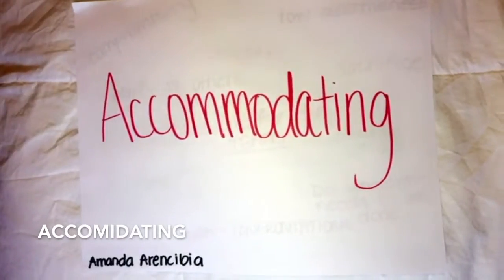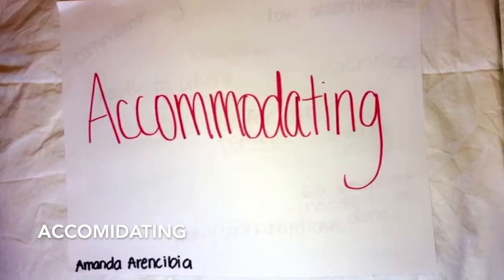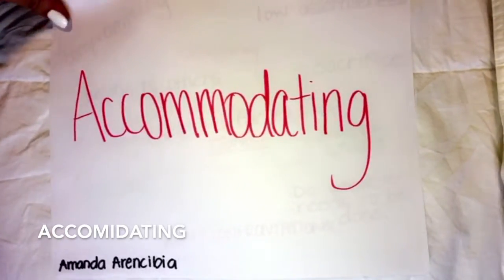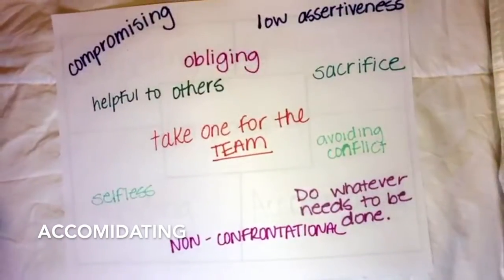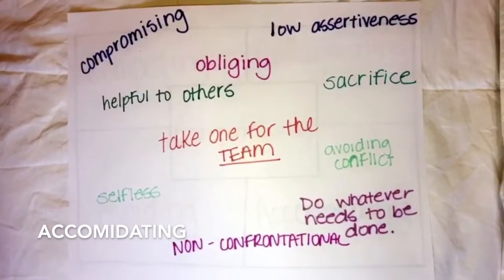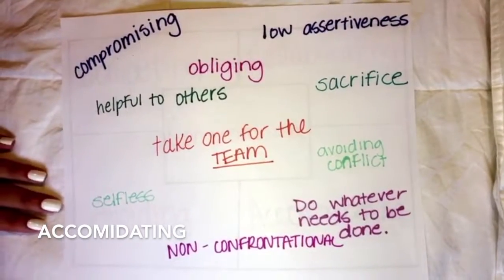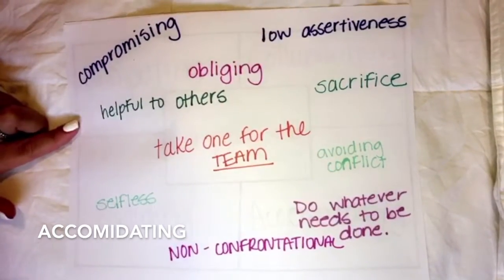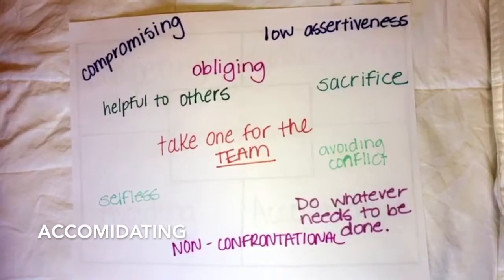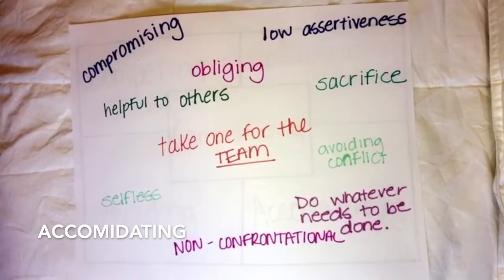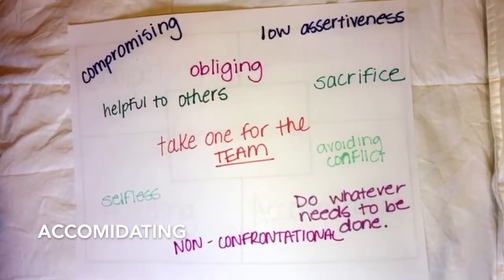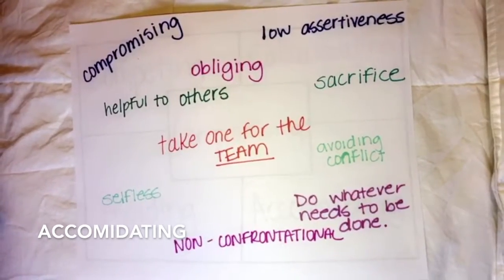There are 5 different conflict management styles when working in a small group. I will be speaking about accommodating. When accommodating, it is important to take one for the team. It is important to be helpful to others, be compromising, obliging, have low assertiveness, sacrifice, avoid conflict, do whatever needs to be done, be non-confrontational.